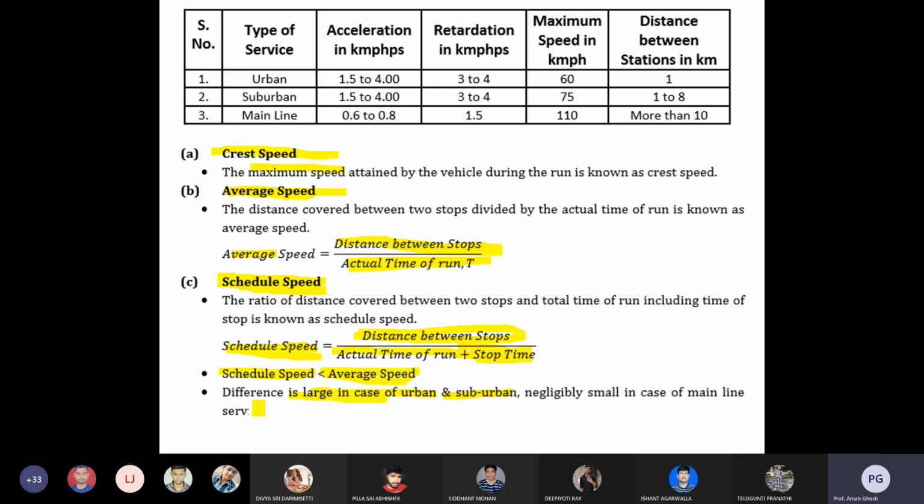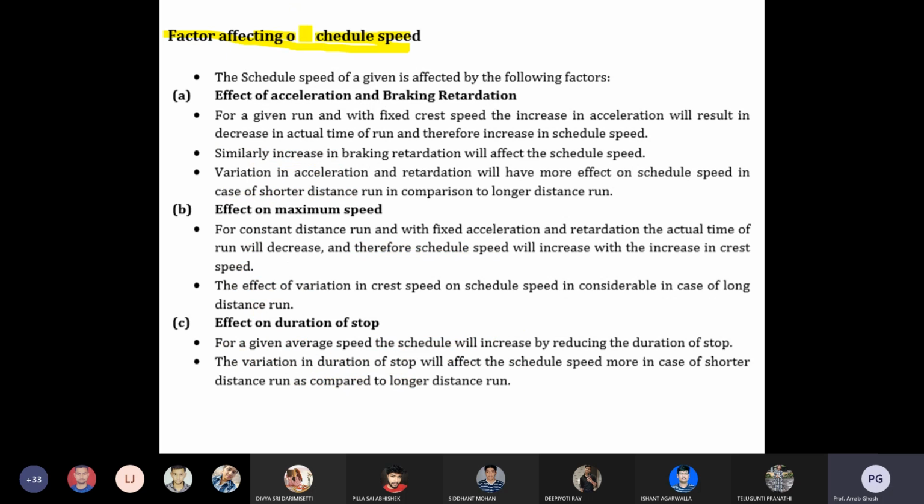So what are the factors that can affect your crest speed, average speed, and schedule speed? Here we are considering the schedule speed. Why the schedule speed? In case of schedule speed, we are considering the stoppage time, for what durations we are giving the stoppage. That's why it is important. So schedule speed is affected by the following factors. Number one is the effect of acceleration and braking retardation.